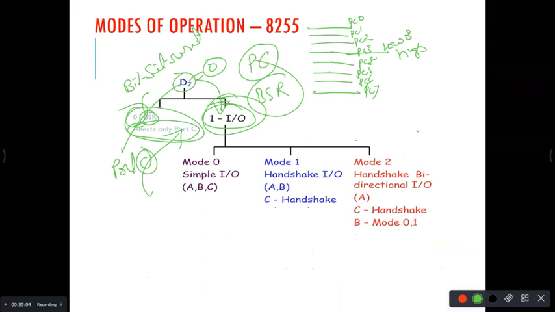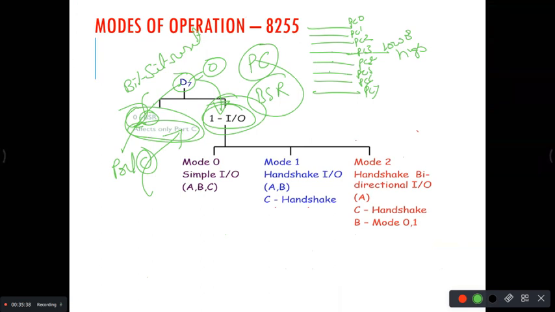If at all you want to send data, you have to use entire port C, entire port A, or entire port B. So in IO mode, you can use port A, port B, port C, but you cannot individually set or reset each and every line. That's the difference. Have you understood now? So I'm repeating once again. D7 bit is very important. It sets your 8255 either in bit set reset mode or IO mode.